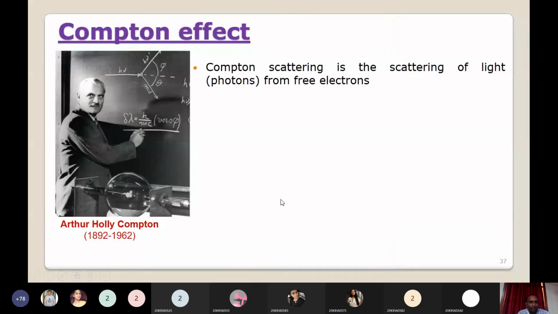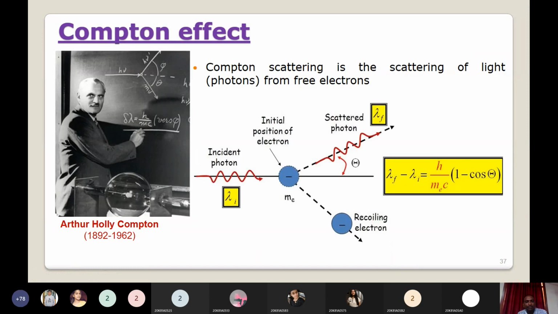So in 1926 or something like that, Compton proposed what happens when a photon is incident on an electron in some atom. We know electrons revolve around the nucleus. This photon makes a collision with an electron. Because of this collision, the photon loses some energy to the electron, and the electron will recoil in one direction, and the photon will also scatter in a different direction.